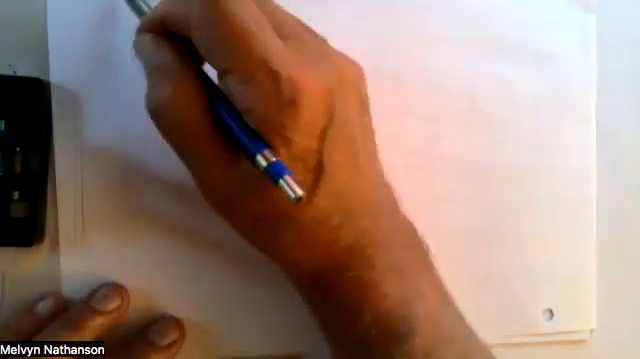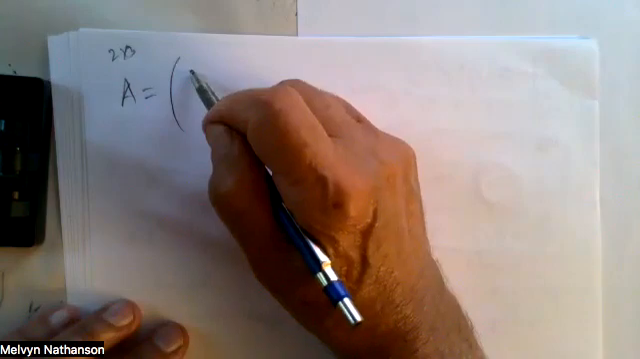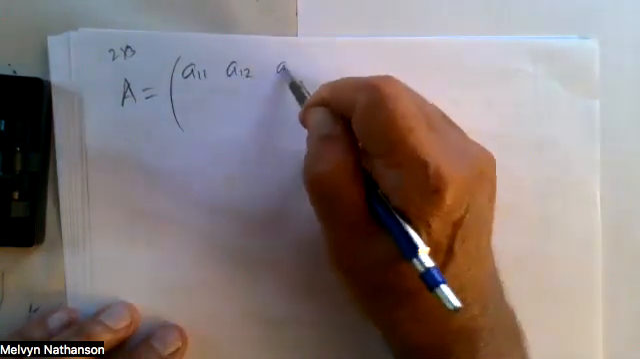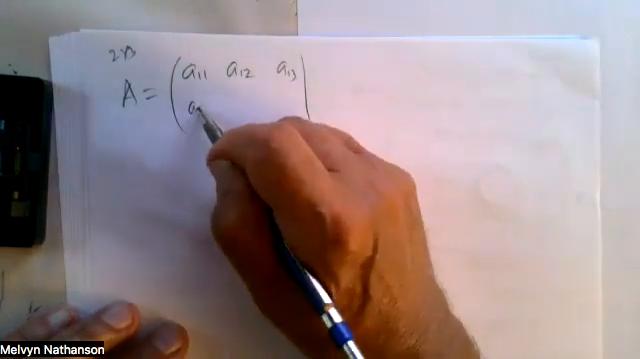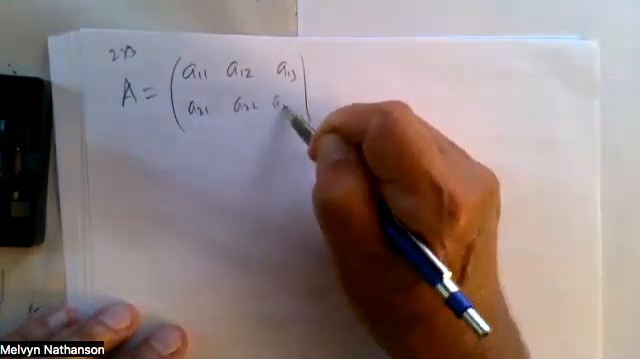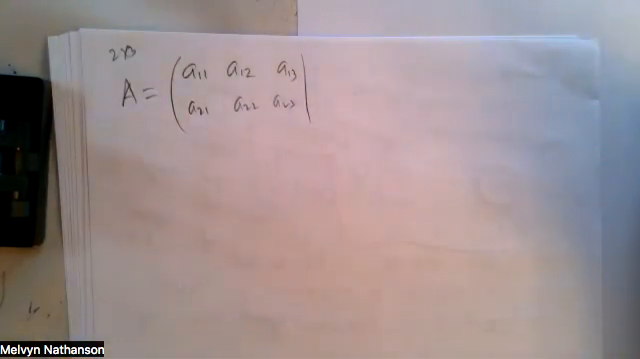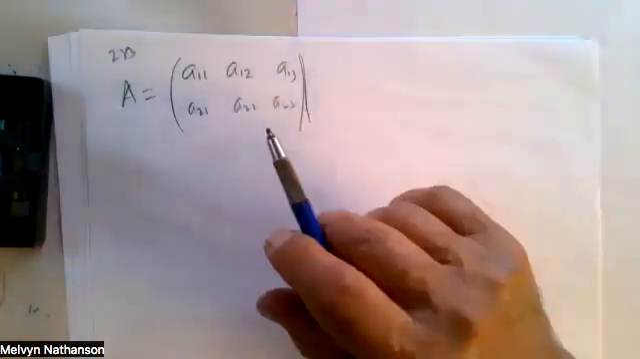Okay. Thank you. So for example, if A is a 2 by 3 matrix, the first number would be A11, the second number would be A12, A13. That's the first row. The first subscript tells you the row. Second row, A21, A22, A23. So it's just a matrix of numbers.